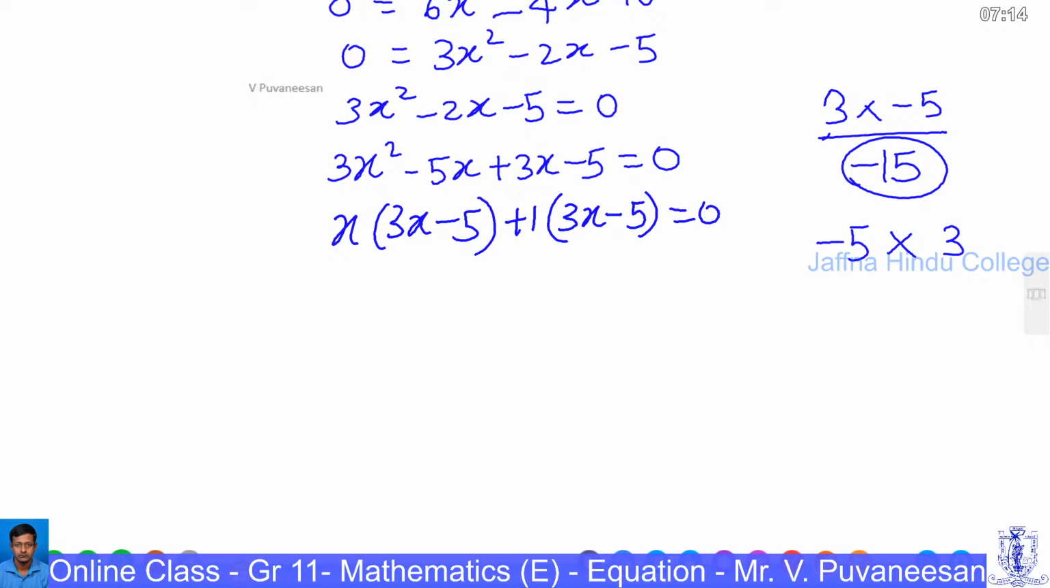Now we can take 3x minus 5 as common for both terms. 3x minus 5, and the remaining is x plus 1. Now we have factorized the quadratic equation. It becomes 3x minus 5 into x plus 1 equals 0.